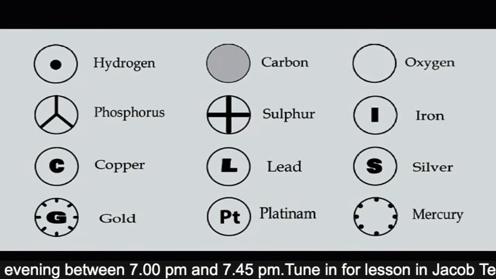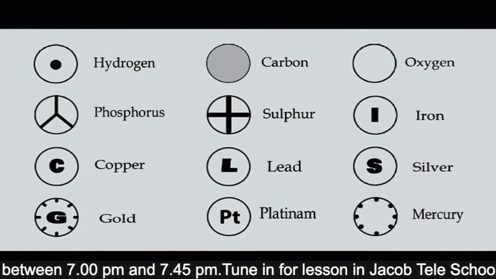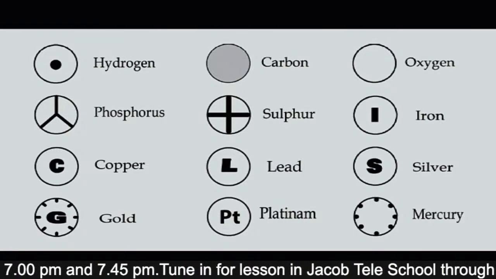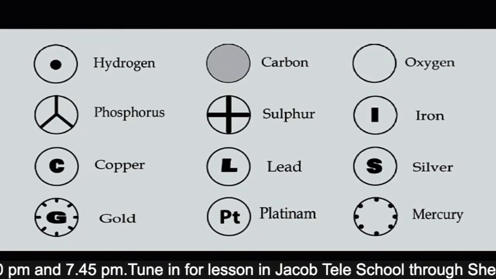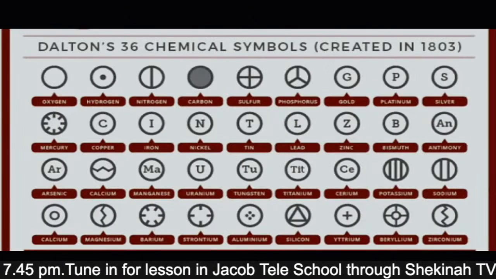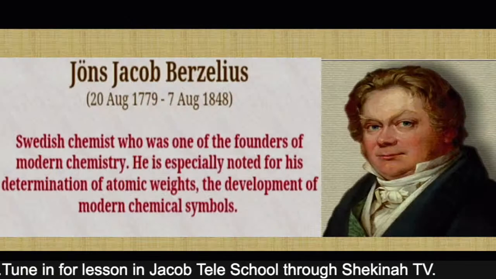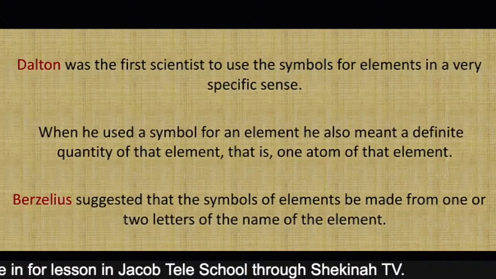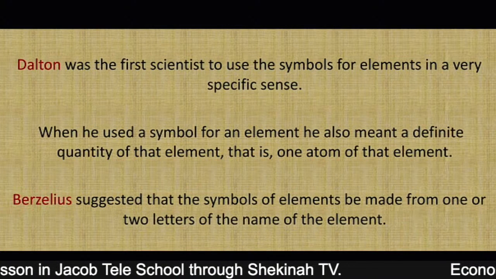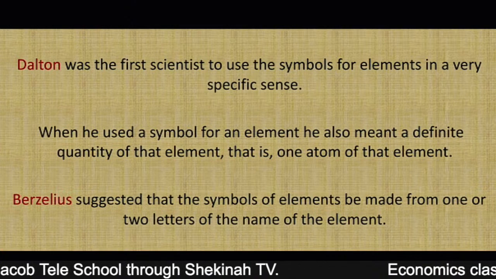See the picture. ஆல்ரெடி நான் உங்க கூட டிஸ்கஸ் பண்ணியிருக்கேன். ஹைட்ரஜன், பாஸ்பரஸ், காப்பர், கோல்ட், கார்பன், சல்ஃபர், லெட், பிளாட்டினம், ஆக்சிஜன், அயர்ன், சில்வர், மெர்க்யூரி. இப்படிப்பட்ட சிம்பிள்ஸை யார் யூஸ் பண்ணாங்கன்னா டால்டன் வந்து யூஸ் பண்ணார். பட் ஆனால் இந்த பெர்சேலியஸ் என்ன மாதிரி யூஸ் பண்ணார் அப்படின்னா, he suggested that the symbols of elements be made from one or two letters of the name of the element.